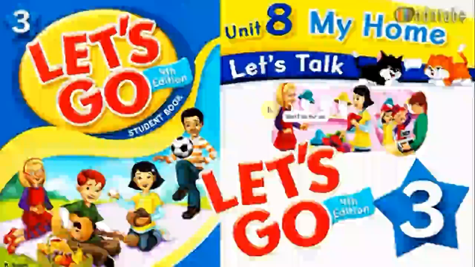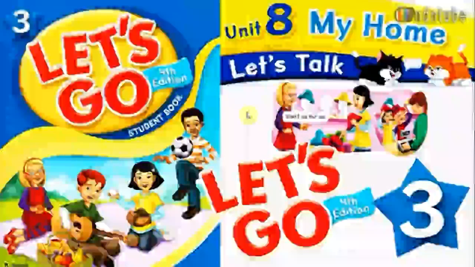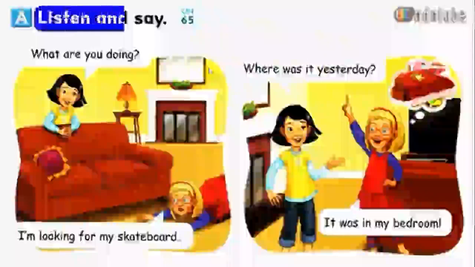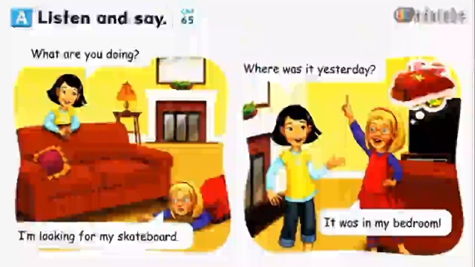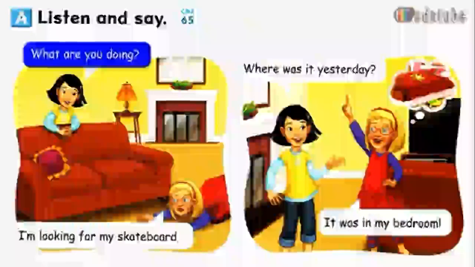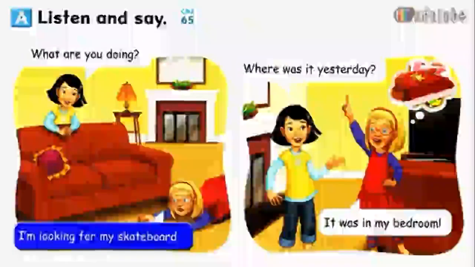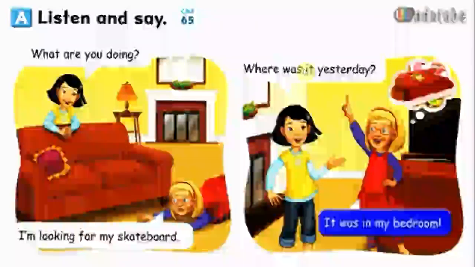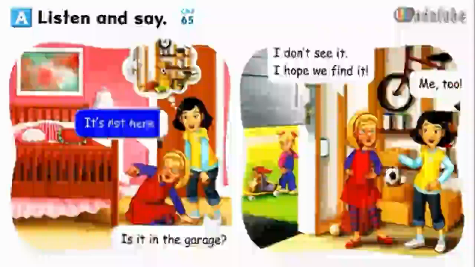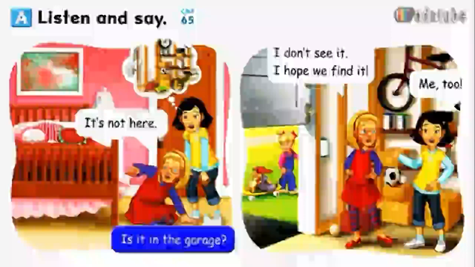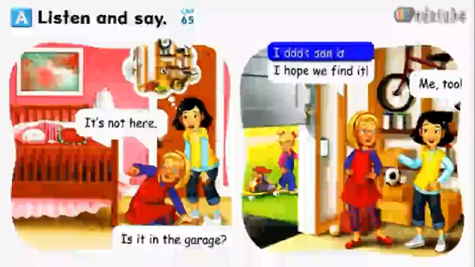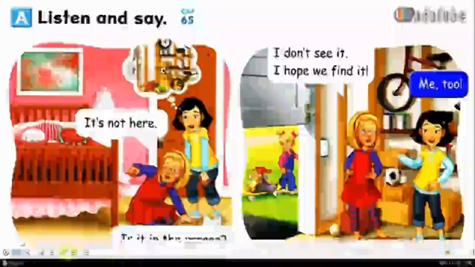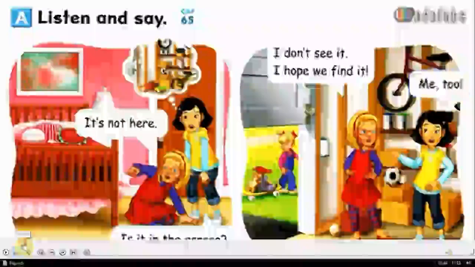Okay, let's go. Let's talk. A. Listen and say. What are you doing? I'm looking for my skateboard. Where was it yesterday? It was in my bedroom. It's not here. Is it in the garage? I don't see it. I hope we find it. Me too.